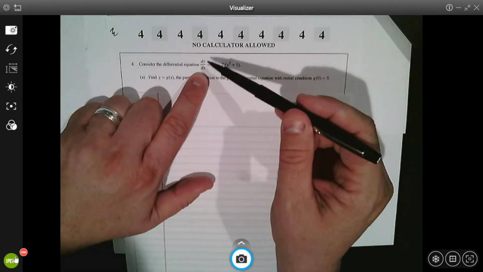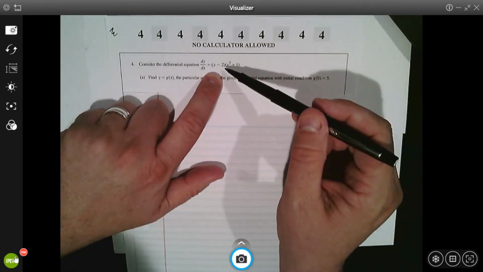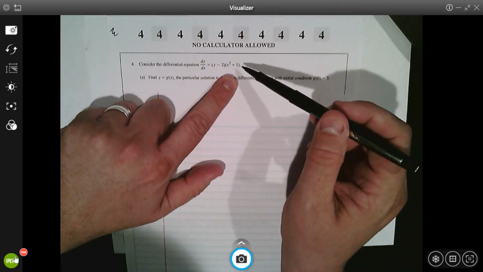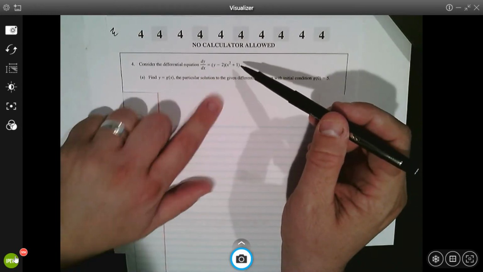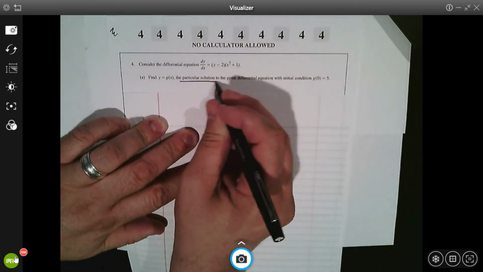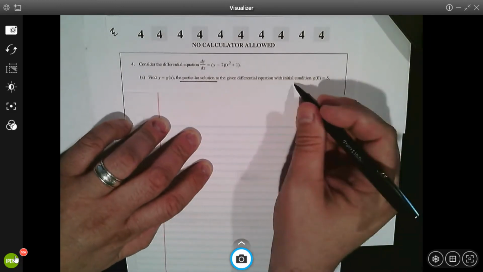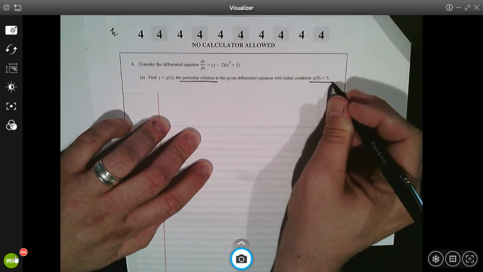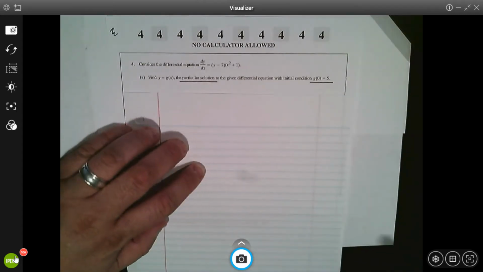Consider the differential equation dy/dx equals (y minus 2) times (x squared plus 1). Okay, we've got a differential equation. Find y equals g of x, the particular solution to the given differential equation with the initial condition that g of 0 is equal to 5.